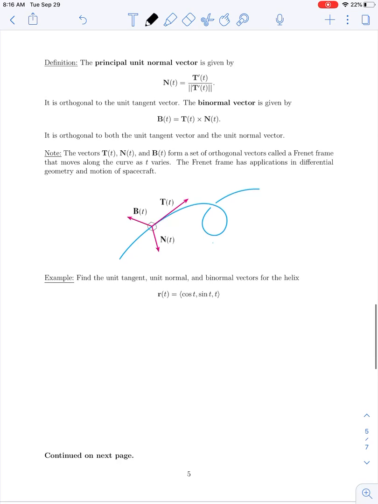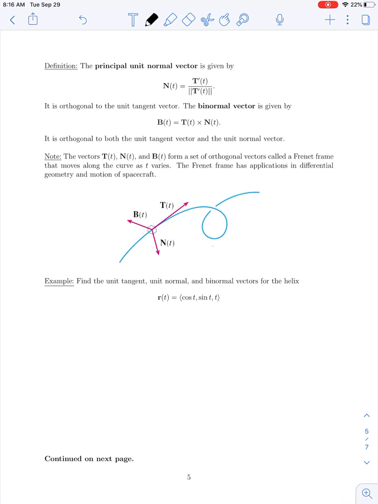Now, the next thing that we're going to talk about in this section are special vectors associated with a space curve in 3 dimensions, one of which we've already talked about, the unit tangent vector. Recall that the unit tangent vector T(t) was defined as a unit vector that is tangent to our curve at a point.